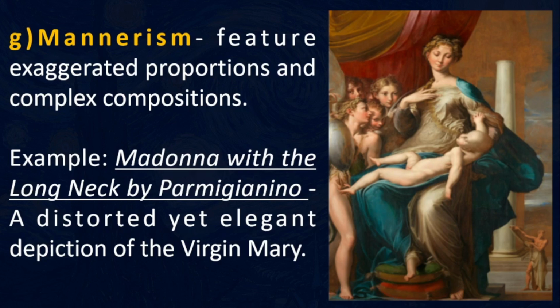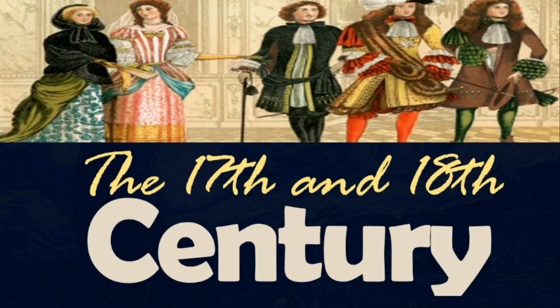The 16th century. Mannerism. Mannerism featured exaggerated proportions and complex compositions. Example, Madonna with the Long Neck by Parmigianino. This painting presents the Virgin Mary with an unnaturally elongated neck, giving her a statuesque grace. The distorted proportions and crowded composition create a sense of tension. The ethereal, dreamlike quality reflects Mannerism's experimental approach to form.